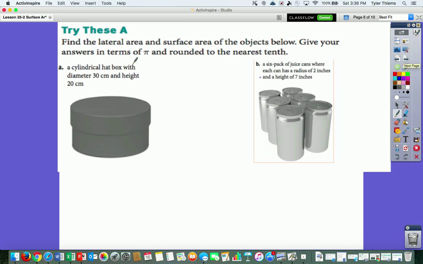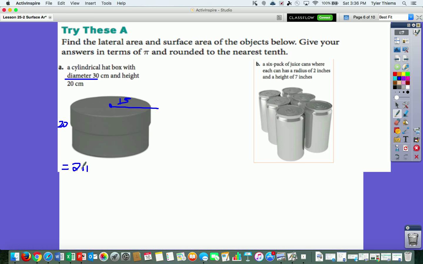And then finally we have this A. So we have a couple of real world examples. We'll do the same steps though. Just be careful because it tells us the diameter is 30. So if the diameter is 30, that means both the radiuses are 15. And it gives us a height of 20 here. So we'll plug in our numbers into our formula.